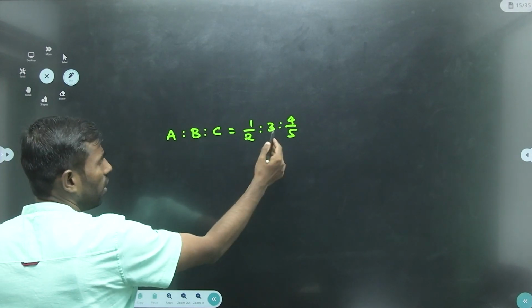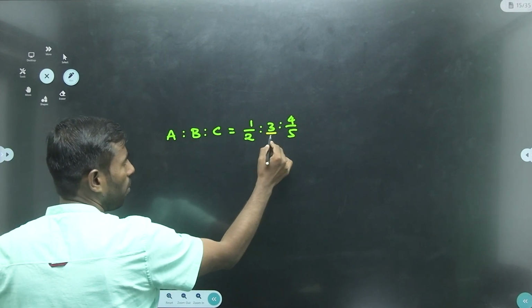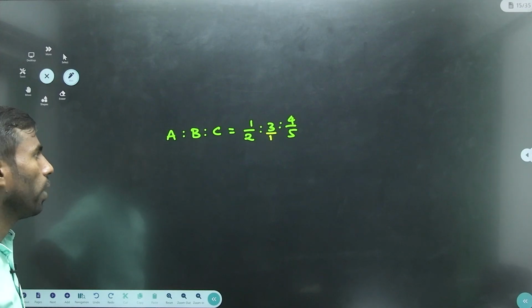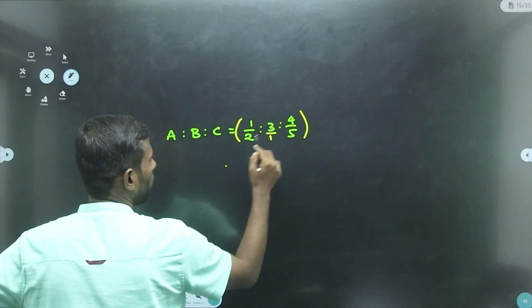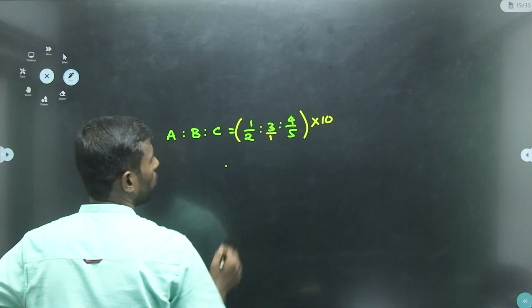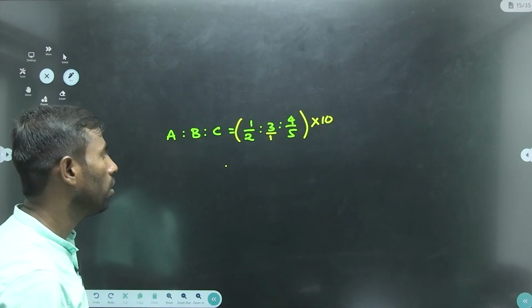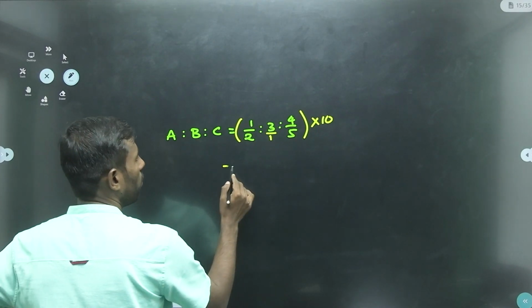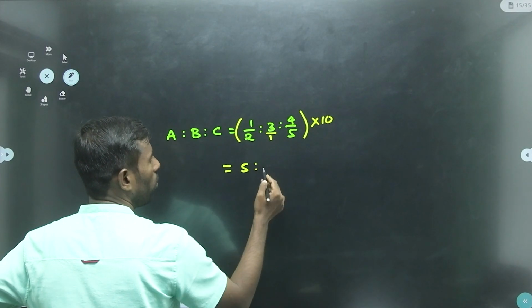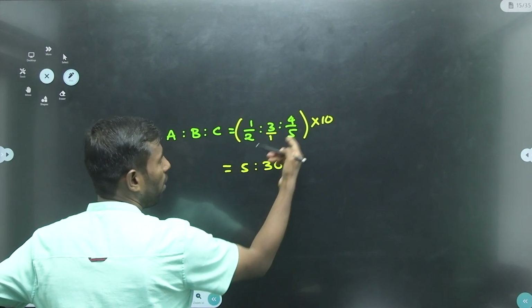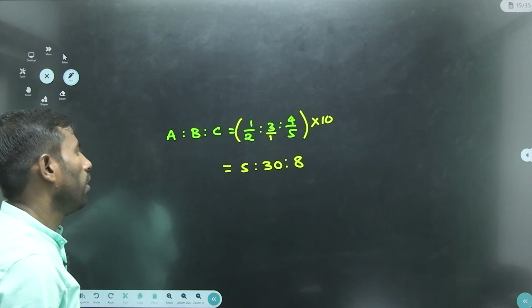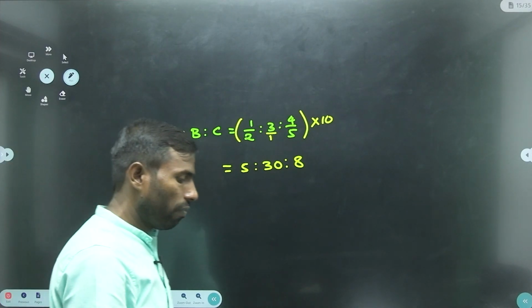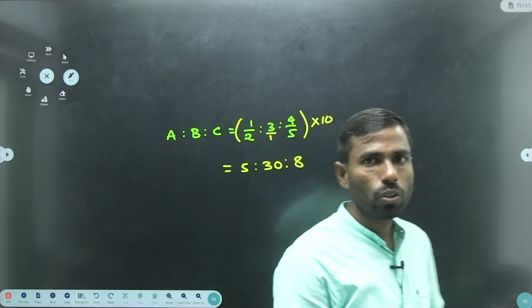Same as the previous one. If no denominator is there, take the denominator as 1. The LCM of 2, 1, 5 is 10. Multiply each fraction value with 10. 1/2 into 10, 5. 3/1 into 10, 30. 4/5 into 10, 8. So the ratio value is 5 is to 30 is to 8.